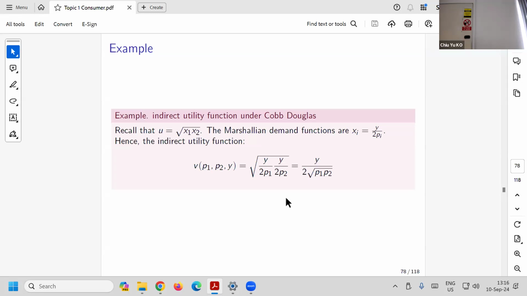You plug in the optimal solution, right? This to this one, and this is the one. This is your indirect function, right? And once you have this, you can do many things, right? If you're willing to assume utility this way, once you pick up this, you can back out everything.